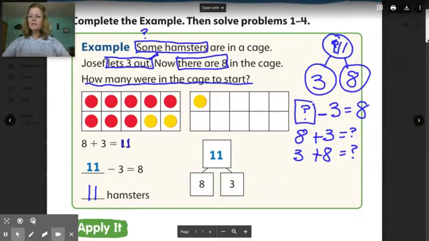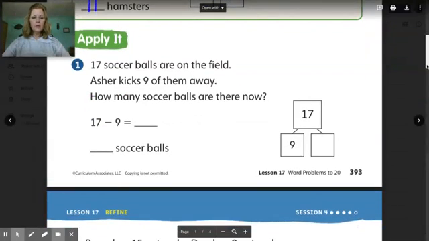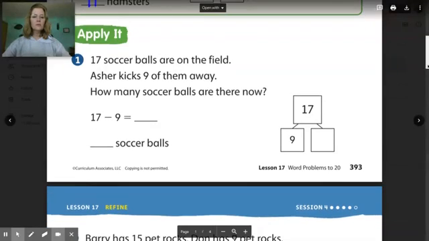Okay, so let's go look at the next one. Soccer balls. Okay, so Asher, read this with me. Asher is the name of the boy. Here we go. 17 soccer balls are on the field. Asher kicks 9 of them away. How many soccer balls are there now?